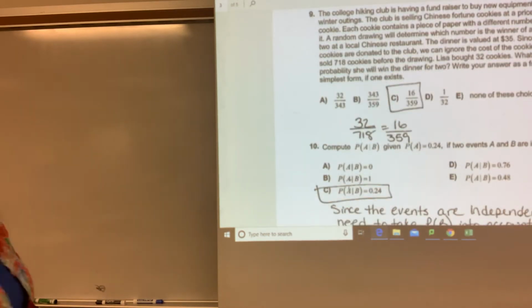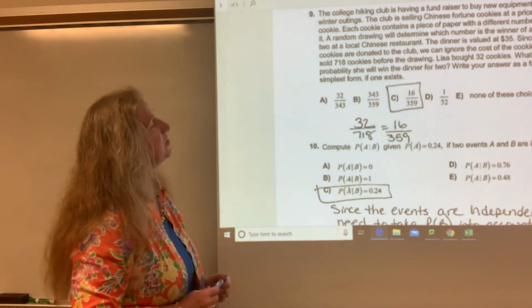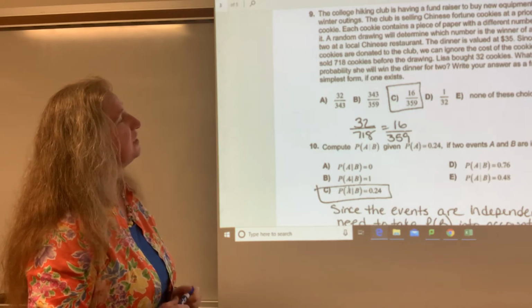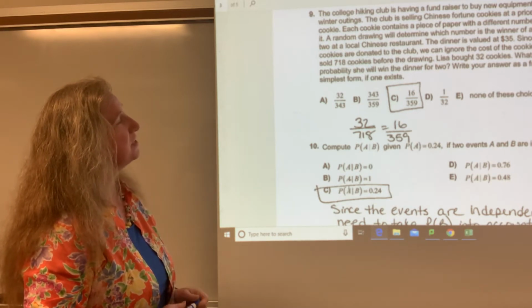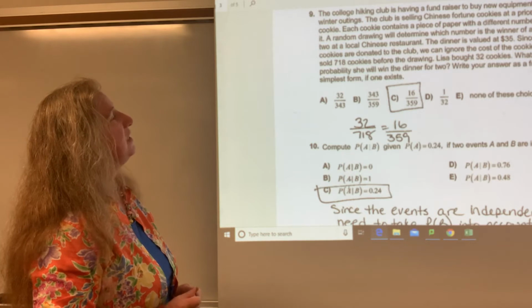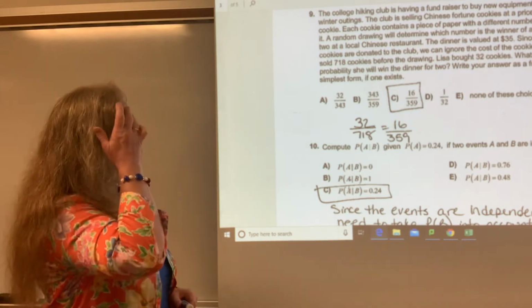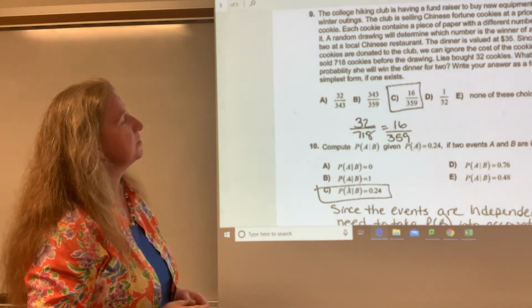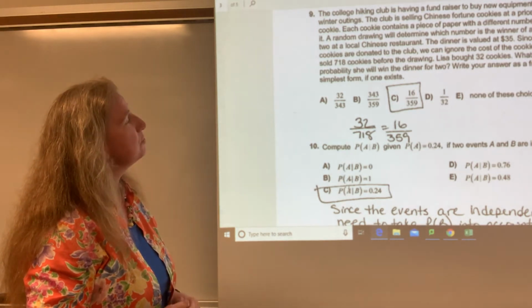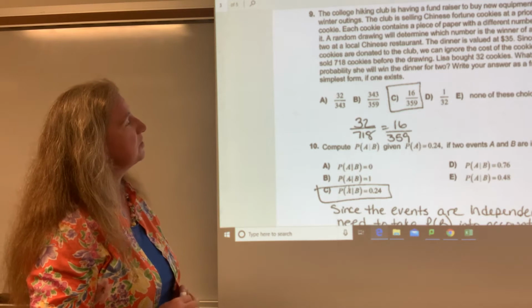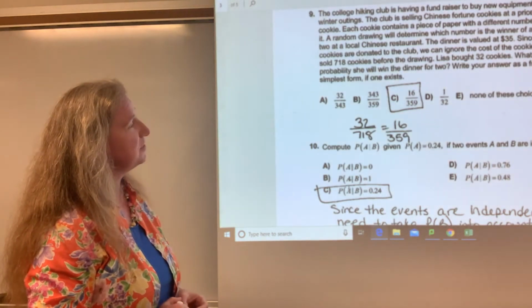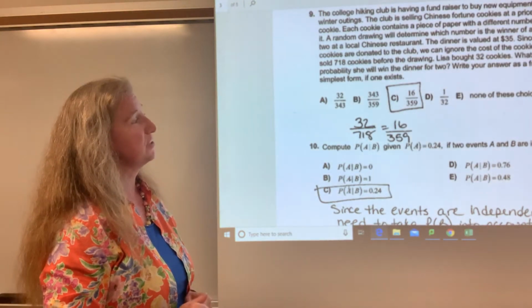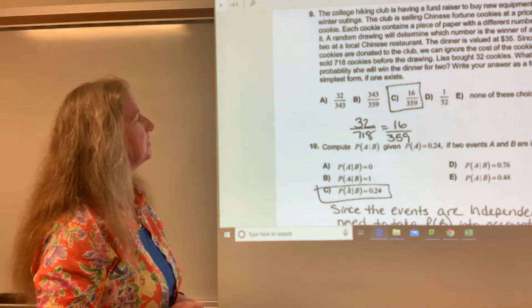All right, number 9. The College Hiking Club is having a fundraiser to buy new equipment for fall and winter outings. The club is selling Chinese fortune cookies at a price of $2 per cookie. Each cookie contains a piece of paper with a different number written on it. A random drawing will determine which number is the winner of a dinner for 2 at a local Chinese restaurant. The dinner is valued at $35. Since fortune cookies are donated to the club, we can ignore the cost of the cookies. Okay, well, that simplifies it.